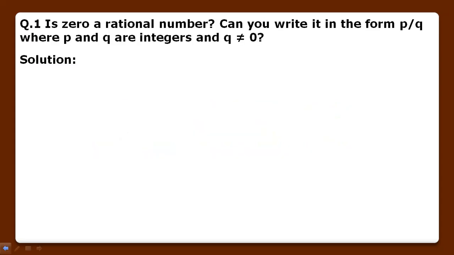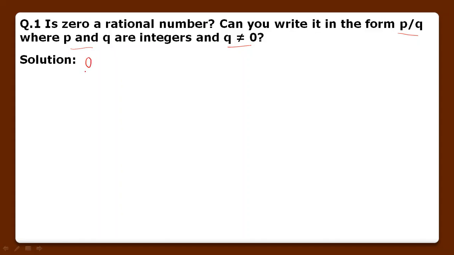So let's start with the very first question. Is 0 a rational number? Can we write it in the form P upon Q where P and Q are integers and Q not equals to 0? ये तीनों हमारी रेशनल नंबर्स की कंडीशंस हैं. तो क्या 0 ये सारी कंडीशंस को फुलफिल कर रहा है? नहीं. We have to check that.